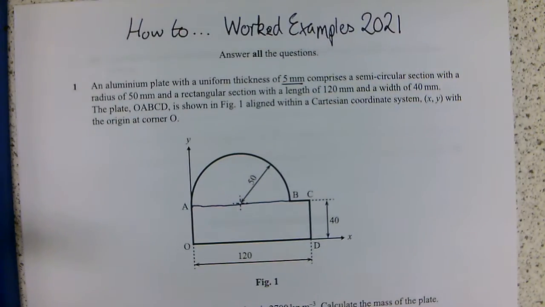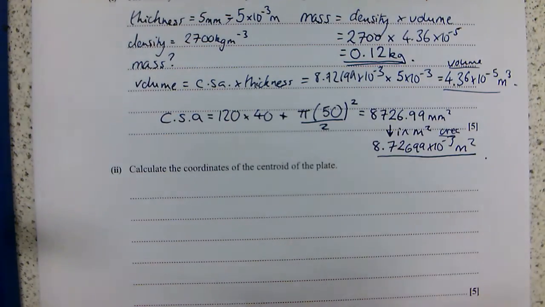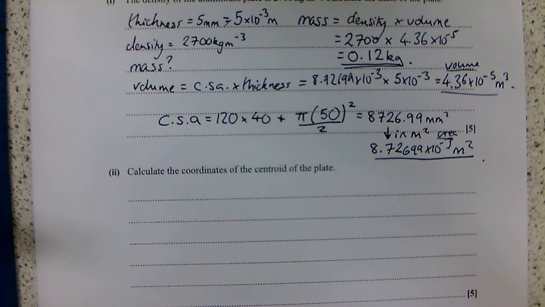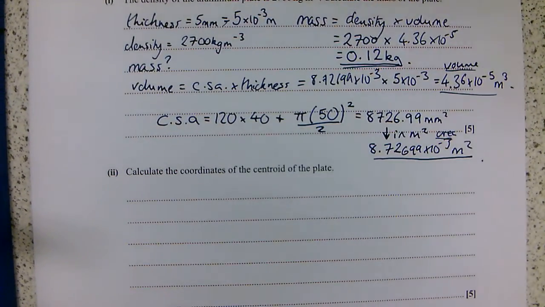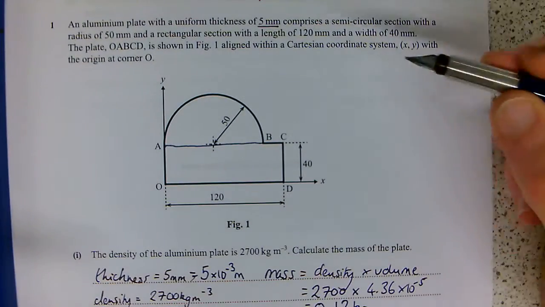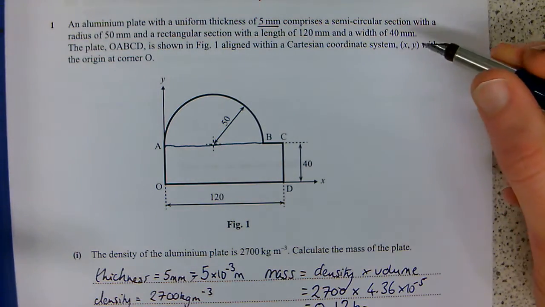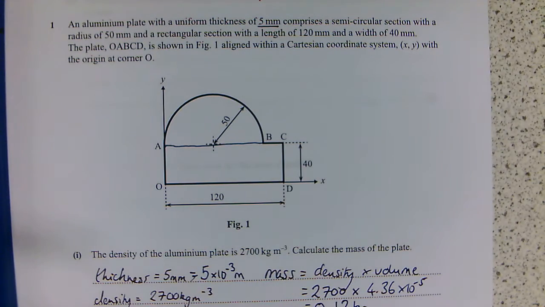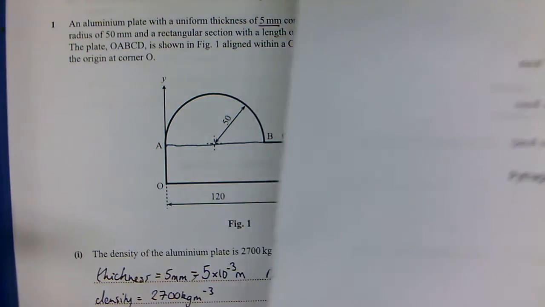Okay, second how-to is looking at the second part of this question, which is to calculate the centroid coordinates of our plate. So the first thing we're going to do is look at the shape in particular, and we need to look up in our engineering formula booklets how to calculate the centroid of a semicircle, because we have two shapes. One is a semicircle, one is a rectangle.